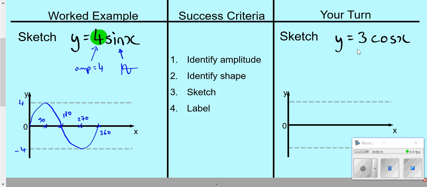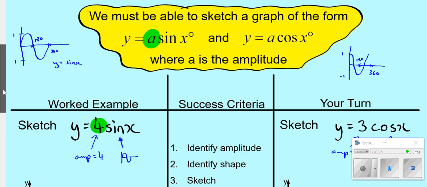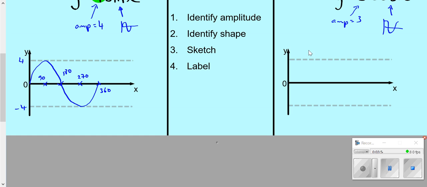Now, working left to right, I've got an amplitude of 3. And I know that it's a cos graph. So the cos graph, I know, starts at the highest point, goes down to the lowest, and then back up to the highest. So there's my shape. Now, a cos graph is slightly different. Apologies, I don't know why it's jumping around like that.